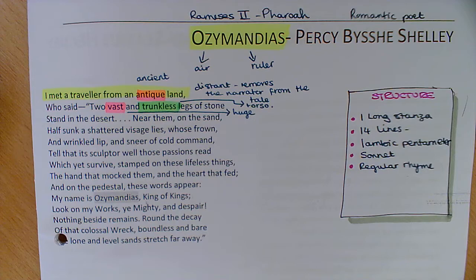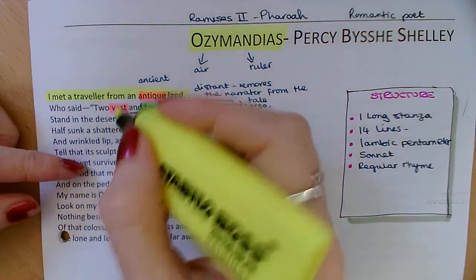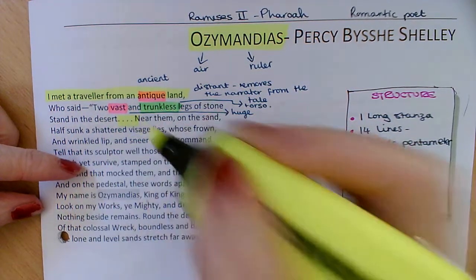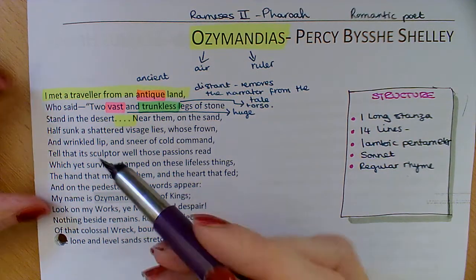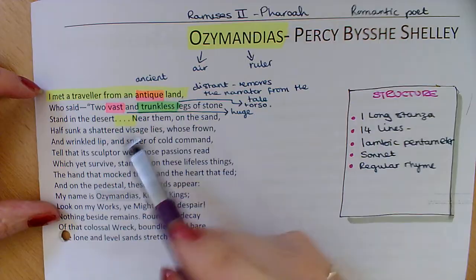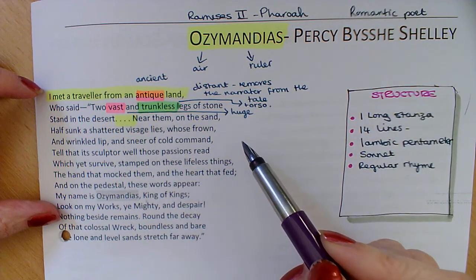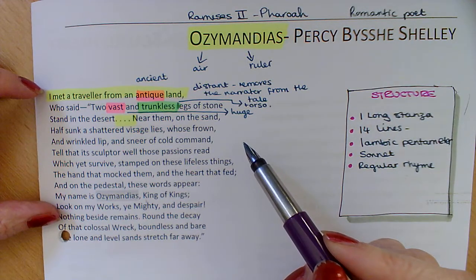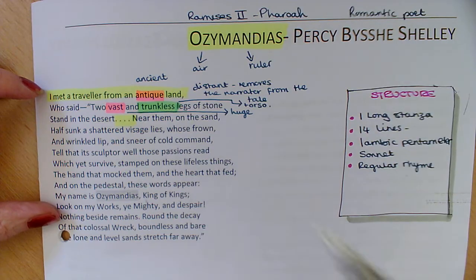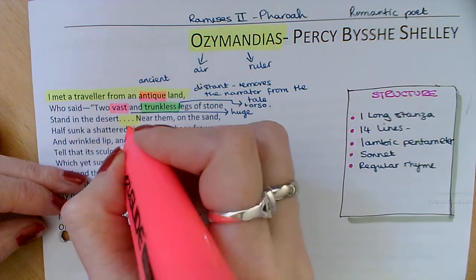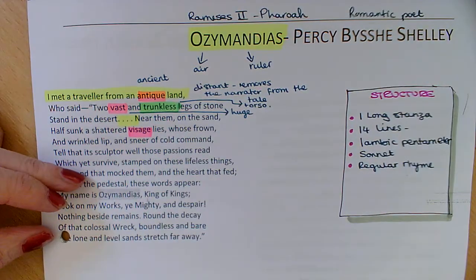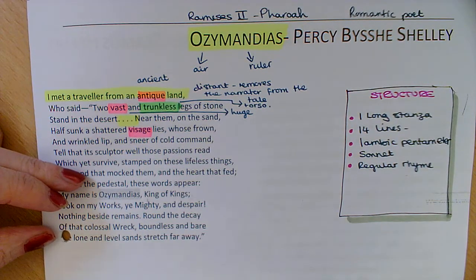Okay, so we've got that nice little ellipsis there. Kind of changes what we're talking about. So it moves us from the legs to the rest of the statue. Near them, on the sand, half sunk, a shattered visage lies. First of all, what's a visage? Yep, a face, good.